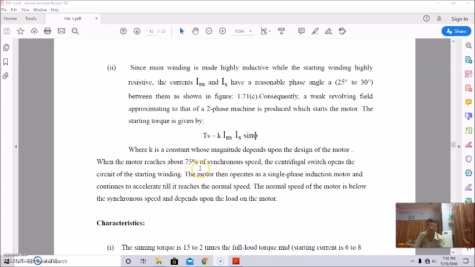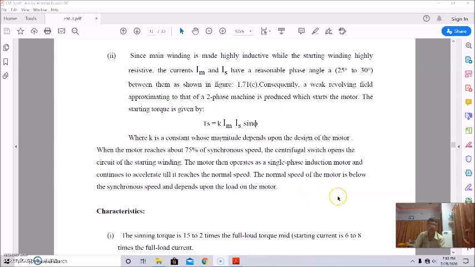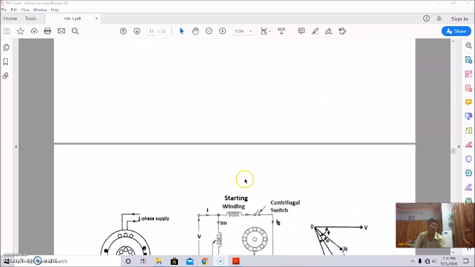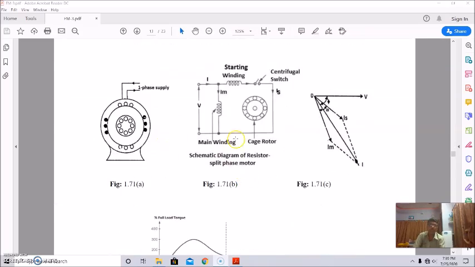As the speed reaches around 75% of the synchronous speed, the centrifugal switch opens and cuts the starting winding from the circuit, and then the motor runs as a single phase induction motor that continues to accelerate till it reaches the normal speed. The normal speed of the motor is below the synchronous speed, and it depends upon the load on the motor. So everything is shown here.